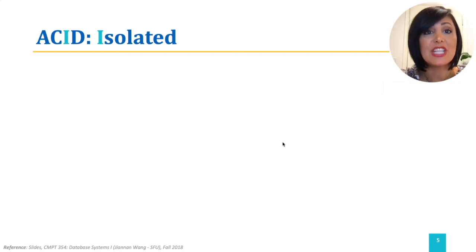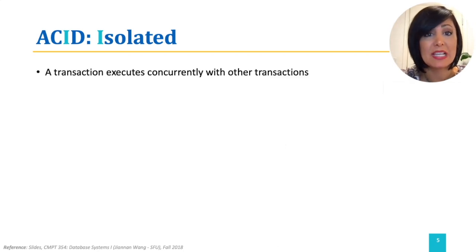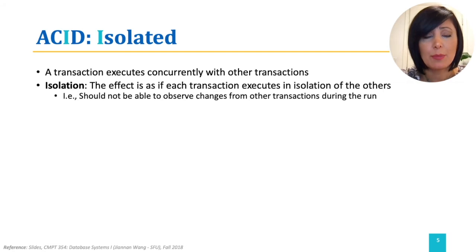Isolation means that each transaction should be executed as if there are no other transactions executed at the same time. But we know that a transaction can potentially execute concurrently with many other transactions. Isolation means ensuring that the effect of the concurrent transactions is as if each transaction executes in isolation from the other transactions. This means neither of the transactions should observe changes from other transactions during its run.